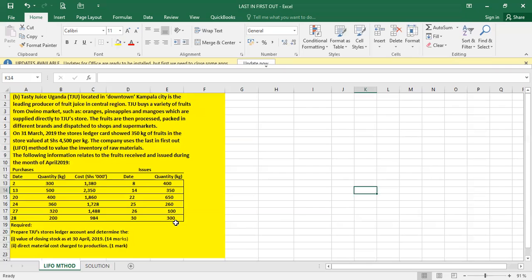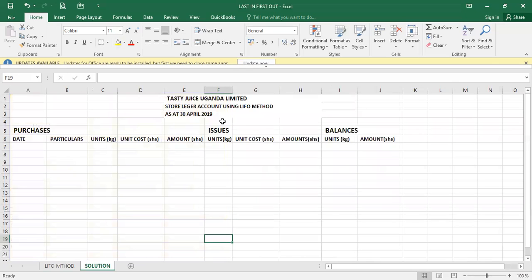So we can proceed by first taking the company name. It is Tasse Juice Uganda Limited. We had made some analysis. We said we start with the name of the company, what you are preparing, then the date. That's how the title is supposed to be described. Then you have the purchases, the issues, and the balances. Then we can start off.